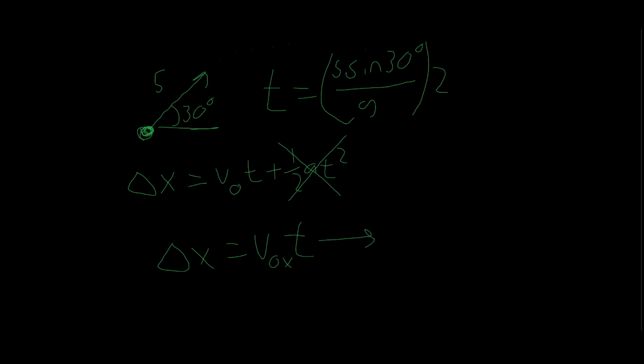And if we plug this original equation in, our v naught x is going to be 5 cosine of 30 degrees times 5 sine 30 degrees over g times 2. And that right there is the total range that the ball will travel, or the total distance in the horizontal direction that the ball will travel from its initial position.